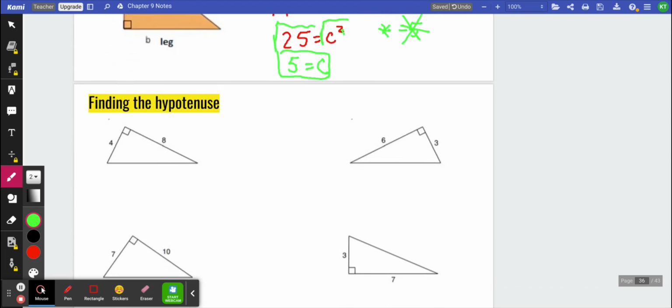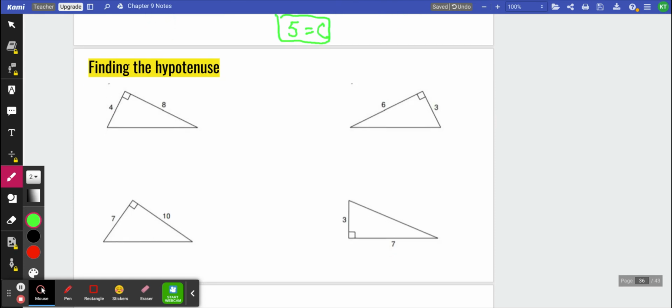All right, so let's look at some examples where we're finding the hypotenuse, right? So again, I take my right angle.